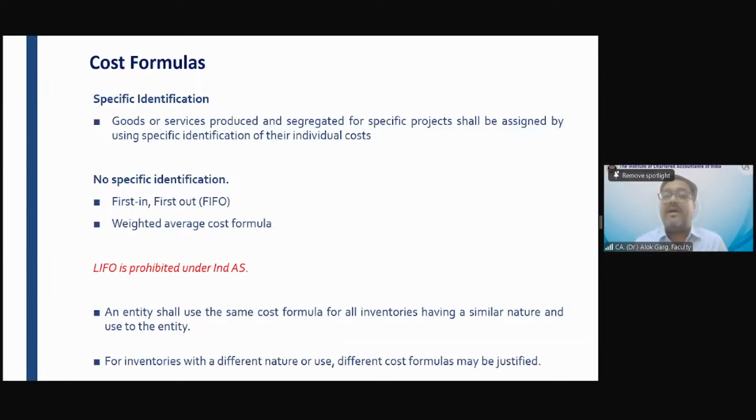So, cost formula: if the goods are separately identified, specific identification applies. So the cost will be the specific value of those individual items. If there is no specific identification, for example, in case of jewelry, the jeweler has a lot of jewelry, for example necklaces, let's say 100 necklaces. They know the price of every necklace, so they keep the inventory of necklaces on an item by item basis. Some necklaces have higher making charges, some necklaces have lower making charges, right?